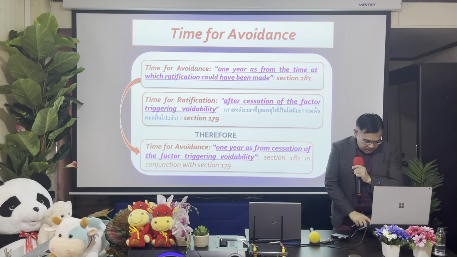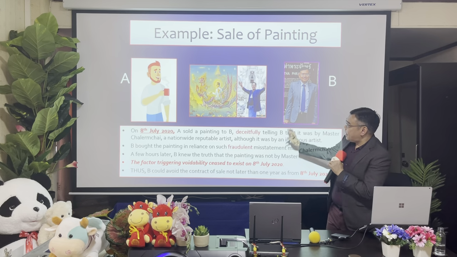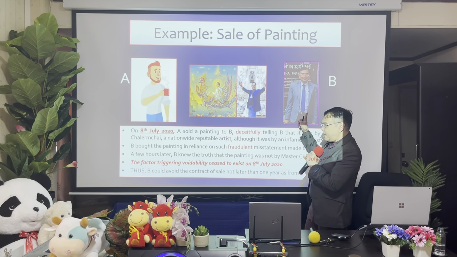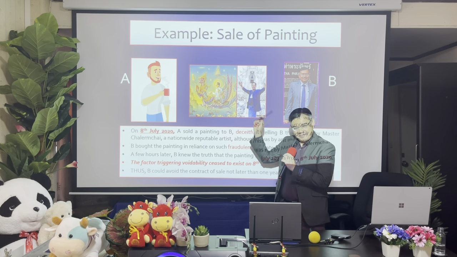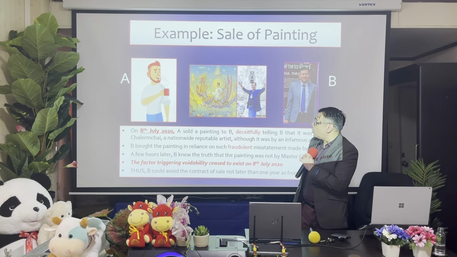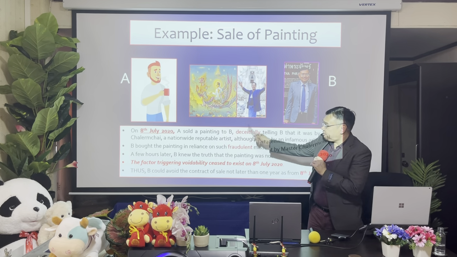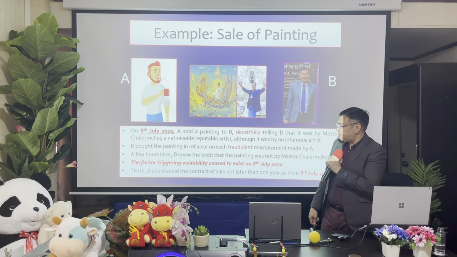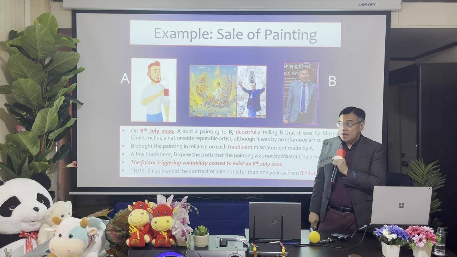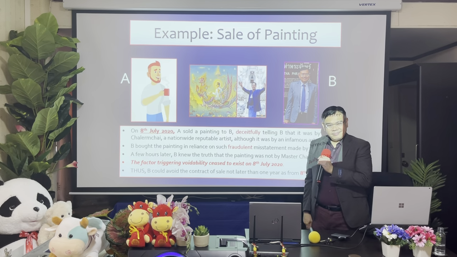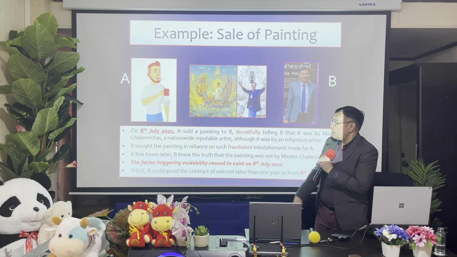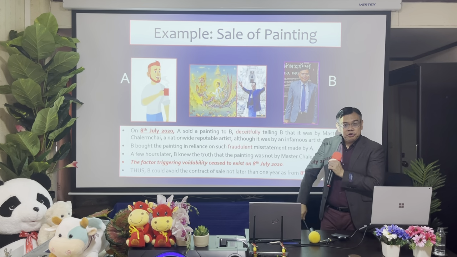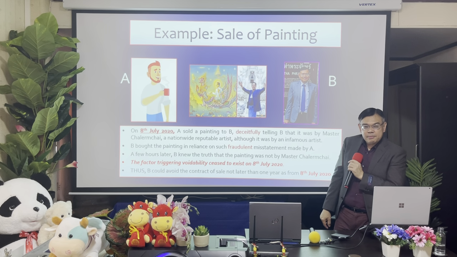Okay, so we are going to have an example here. Let's suppose that we have a contract between A and B. B in this case has purchased a painting from A. A tells a lie to B that this painting was painted by a very nationwide famous artist, Master Chilam Choi. In fact, that was a lie, because the truth is that this painting was not by Master Chilam Choi at all. It was the work of an infamous artist.